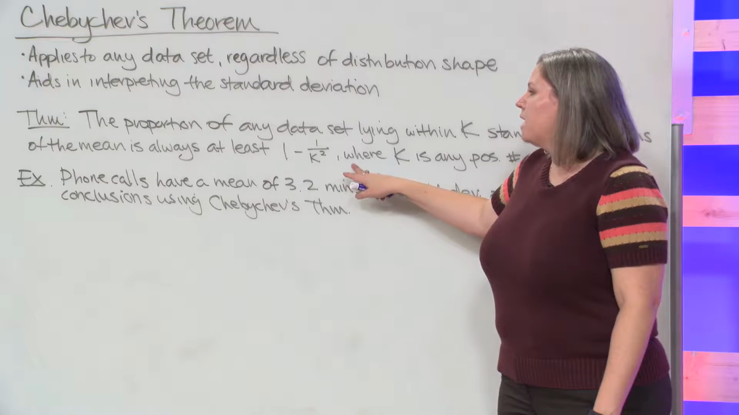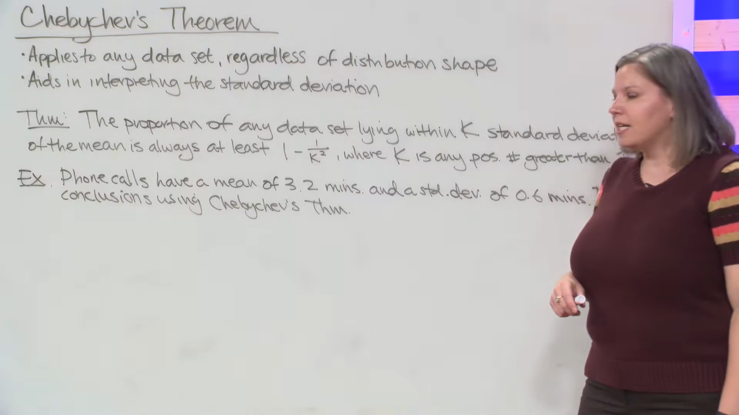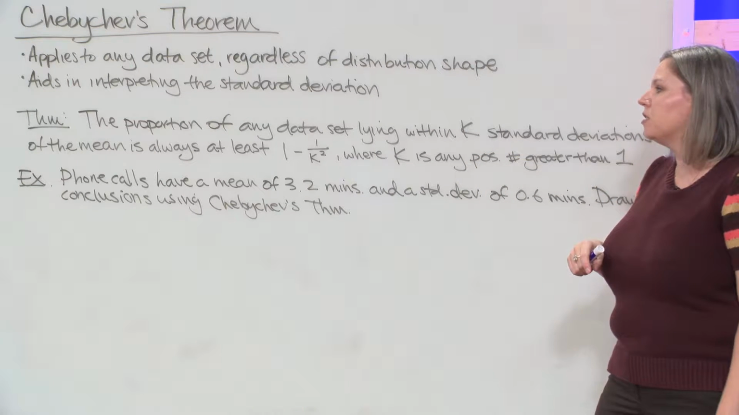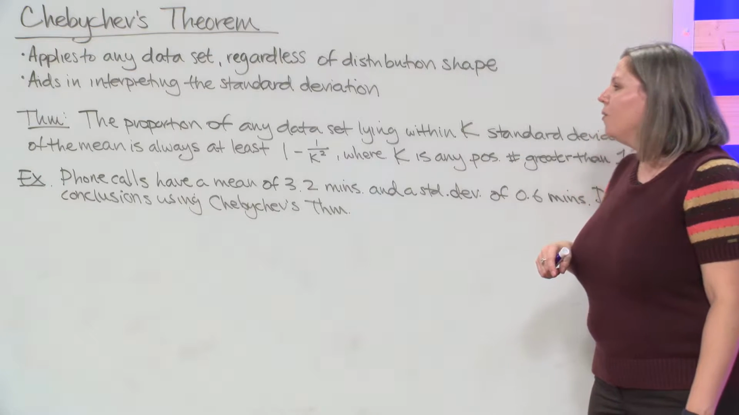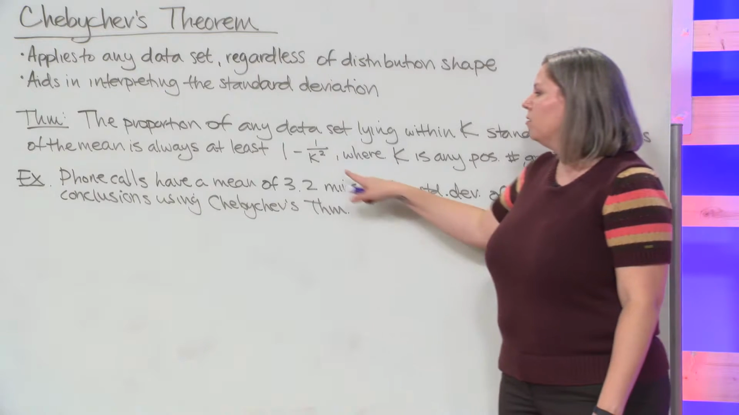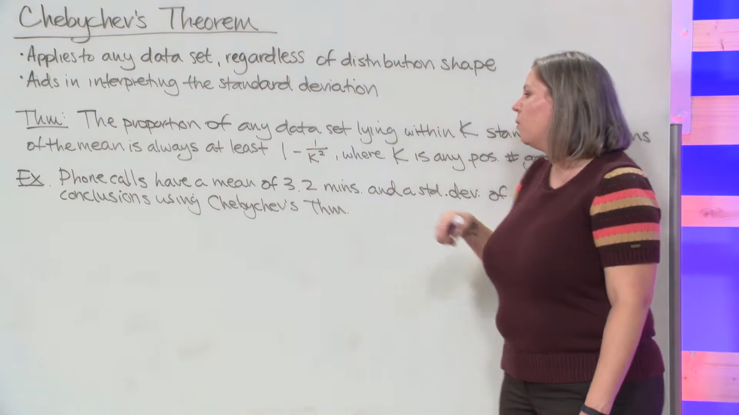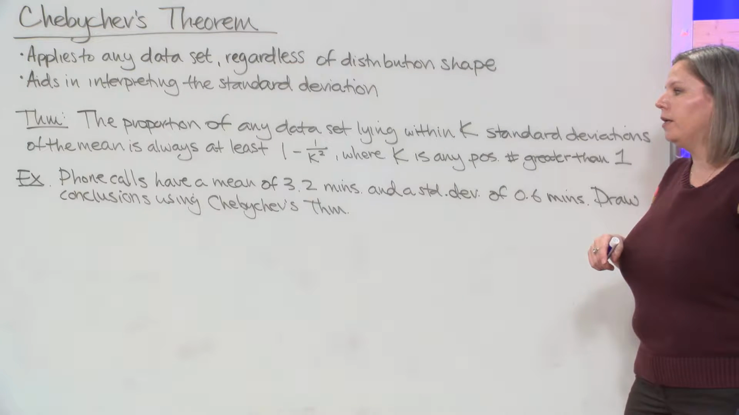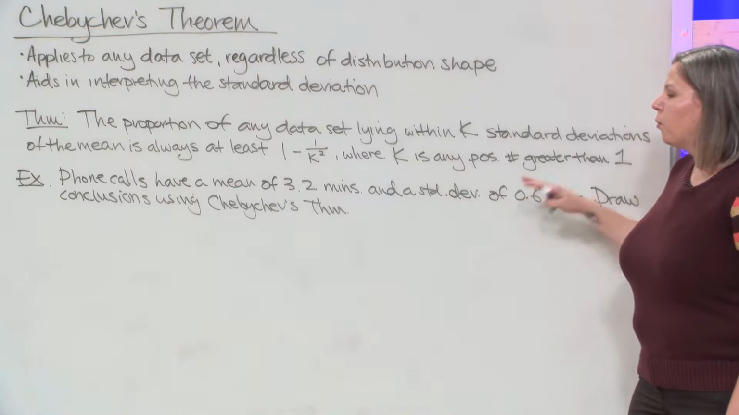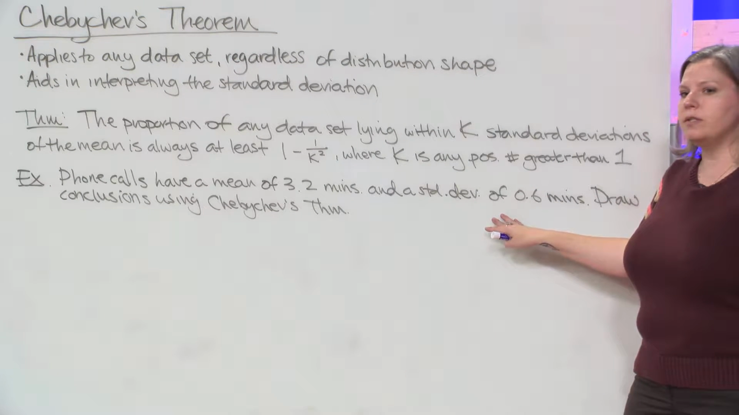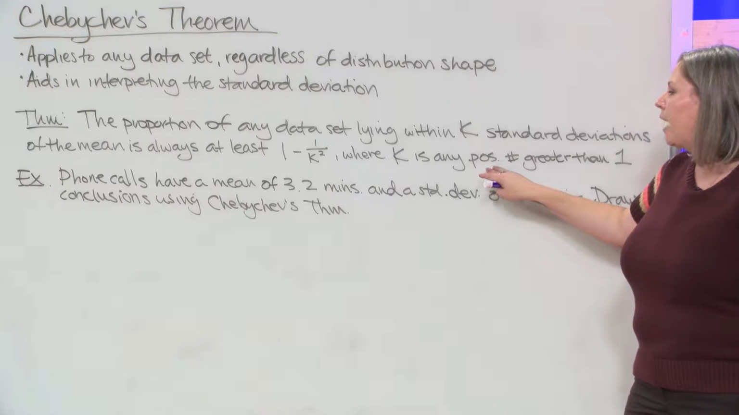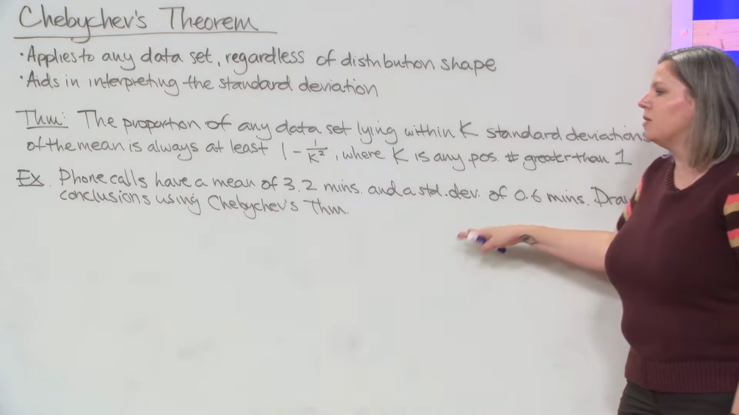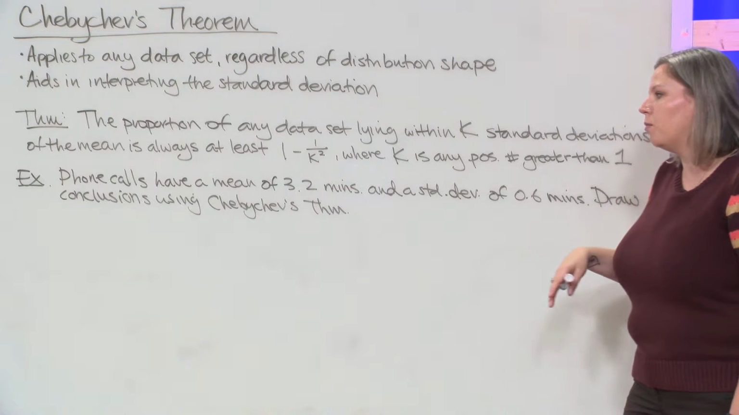Here's what the theorem says. The proportion of any data set lying within k standard deviations of the mean is always at least 1 minus 1 over k squared, where k is any positive number greater than 1. So for this example, what we're going to do is basically pick a couple values of k, plug it into this statement, and see what it means in terms of this example.